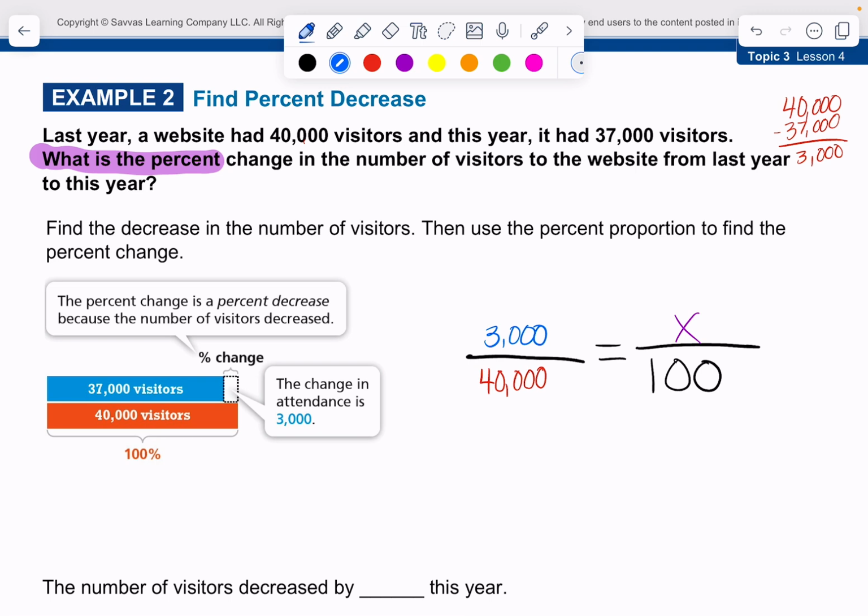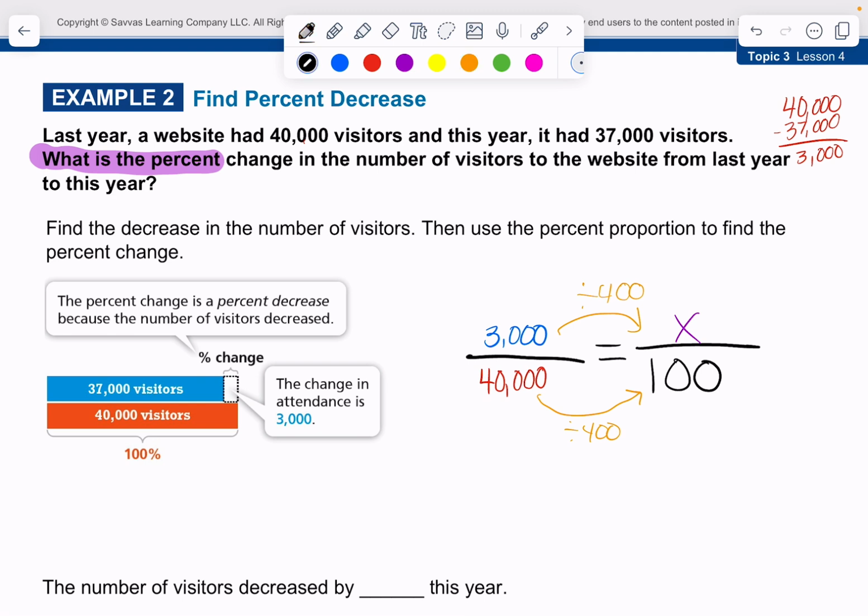Some of you might see a relationship here, okay? So 40,000 divided by 400 would give you 100. So I can divide by 400 up here. Or you can use the cross product method. Both ways should give you an answer of 7.5.